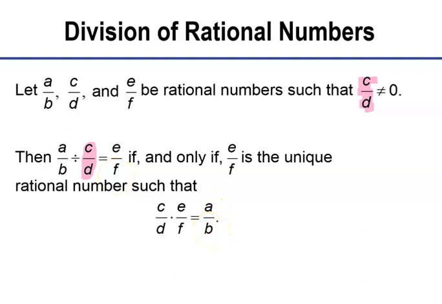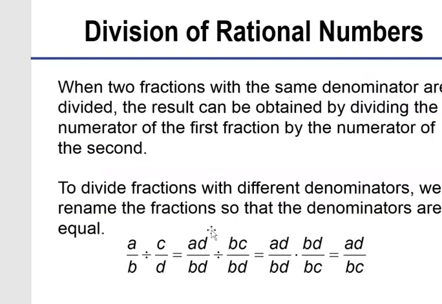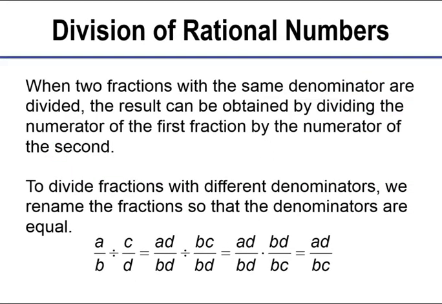What is this really expressing? That division is the inverse operation of multiplication. Remember, we divide to find division that way. Division is the inverse operation of multiplication. Okay? Now, when two fractions with the same denominator are divided, the result can be obtained by dividing the numerator of the first fraction by the numerator of the second fraction.